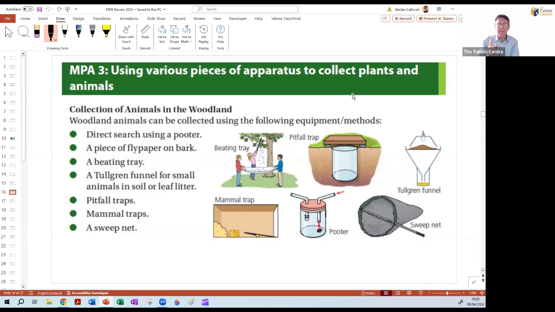Okay. Beating tray. You can have a small beating tray that you hold yourself, something that you hold under the tree, and a stick, and you sneak up on the tree and you whack the tree with one sharp whack, and all the bugs come falling down.